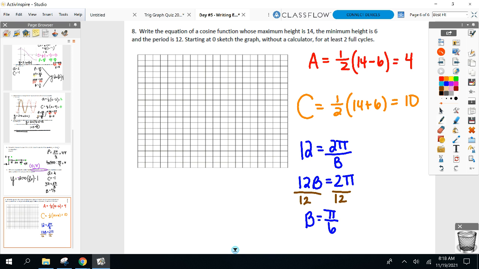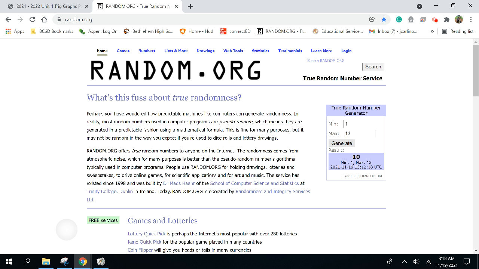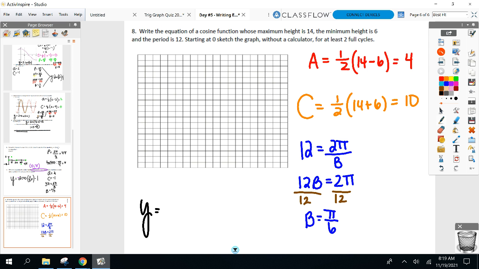All right, so the equation, y equals, we got A, B, and C there for you. Put them all together for me. Y equals 4 cosine pi over 6 x plus 10. Yep, perfect.